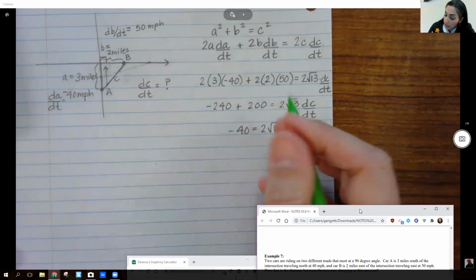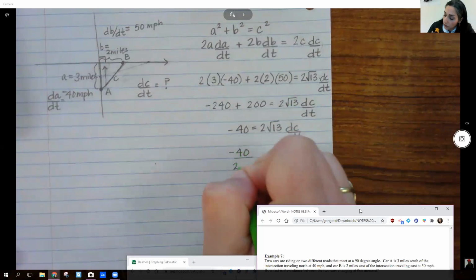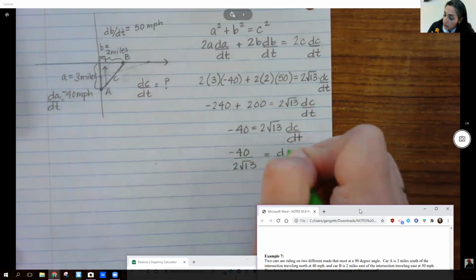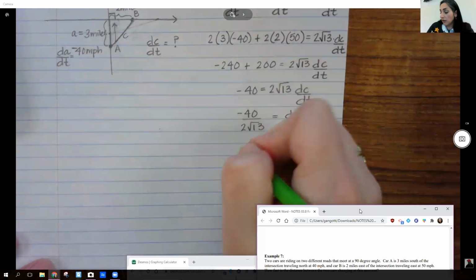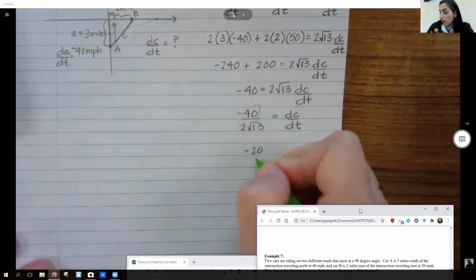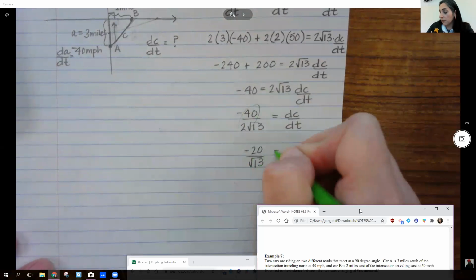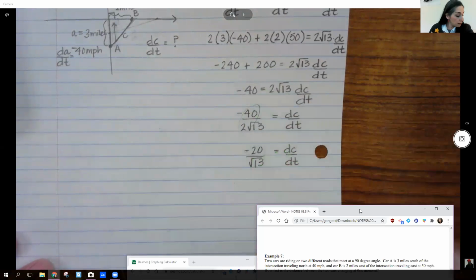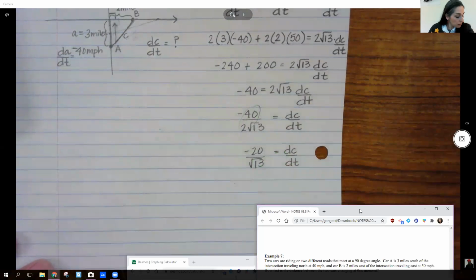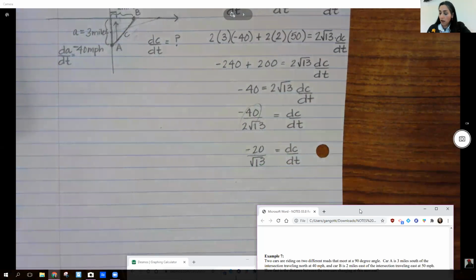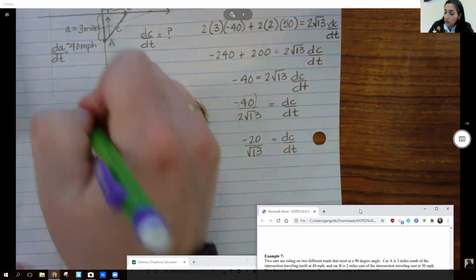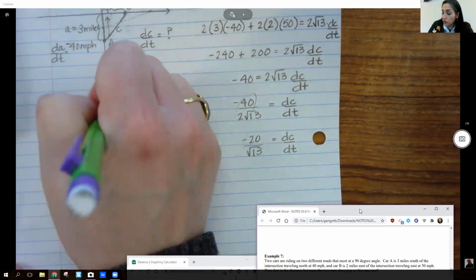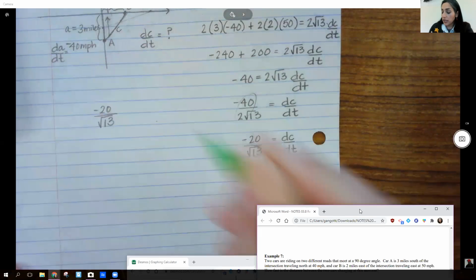Divide by 2 root 13, so negative 40 over 2 root 13, which is going to come out to be negative 20, right? Divide these over the square root of 13 dc dt. Okay. Now you can leave it like that. You don't have to rationalize the denominator. We should put a label on it though. So this would be negative 20 over the square root of 13.